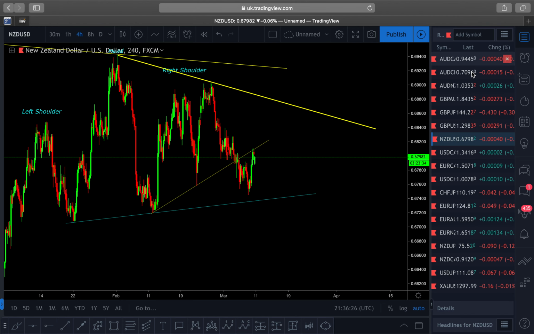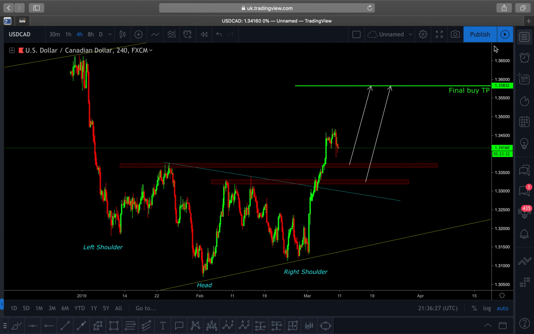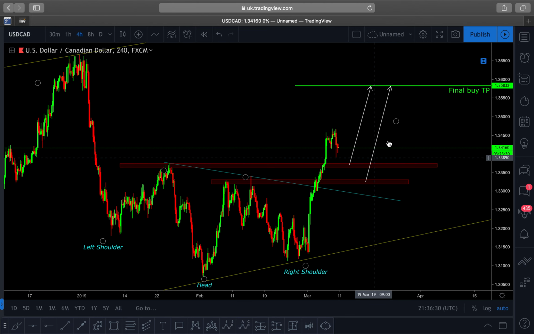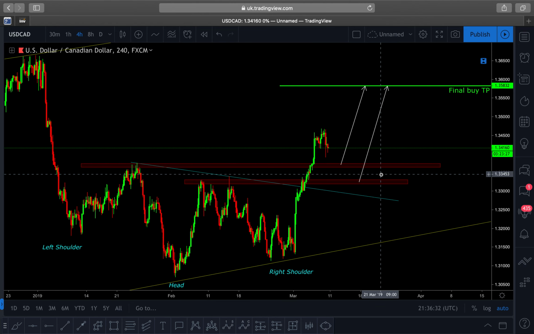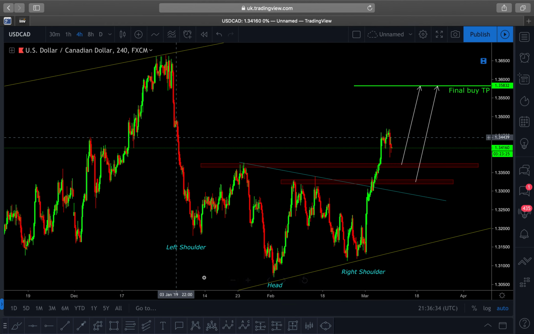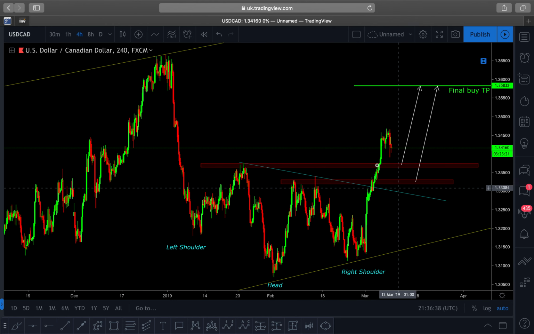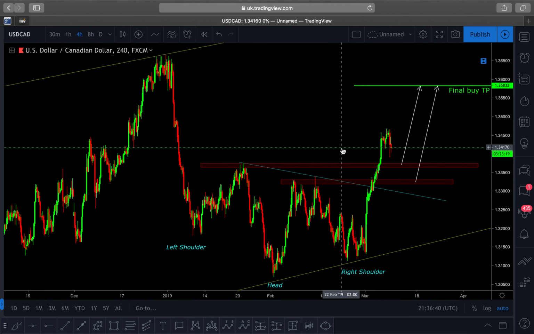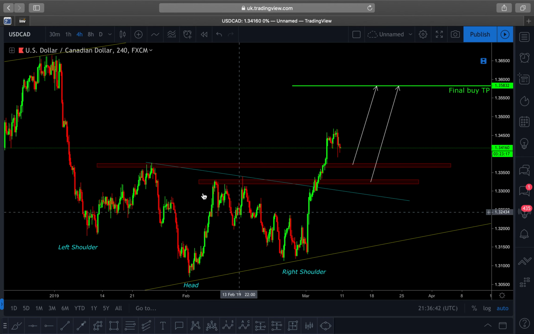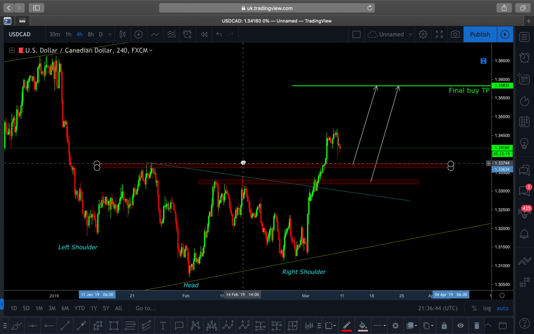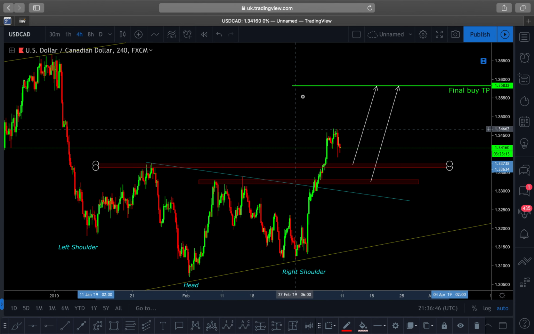So don't forget that. US dollar versus the Canadian dollar. I'm going to remain bullish on this pair as well. Two different scenarios I can imagine for it to happen. Inverted head and shoulder formation, that's not satisfied yet. It's still got a little bit of room to go up, okay? So for this current pair, I'm going to assume a potential decline to retest this broken through zone.